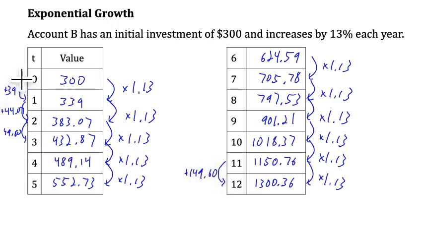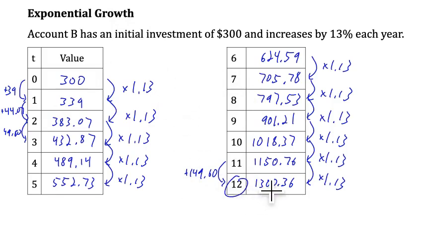So we started off by adding $39 from year 0 to year 1, but from year 11 to year 12, we ended up adding $149.60. So the rate of change for this investment was increasing as we added more and more each year. Now, thinking back to the linear growth, we were repeatedly adding the same number each time. But in exponential growth, we're multiplying by the same number each time. The reason we filled this chart out to 12 years is that was the first year where account B had more money in it in the end.